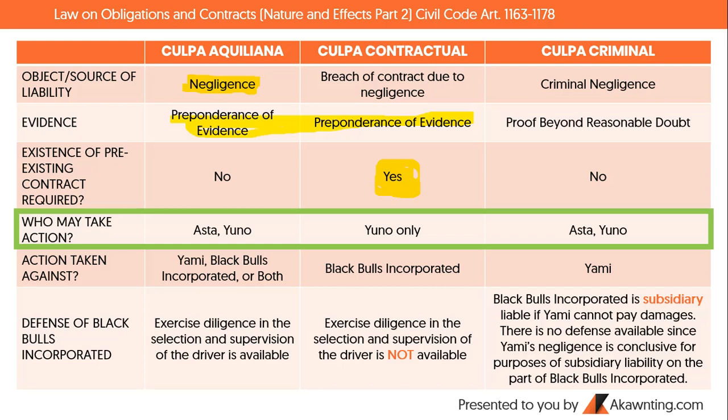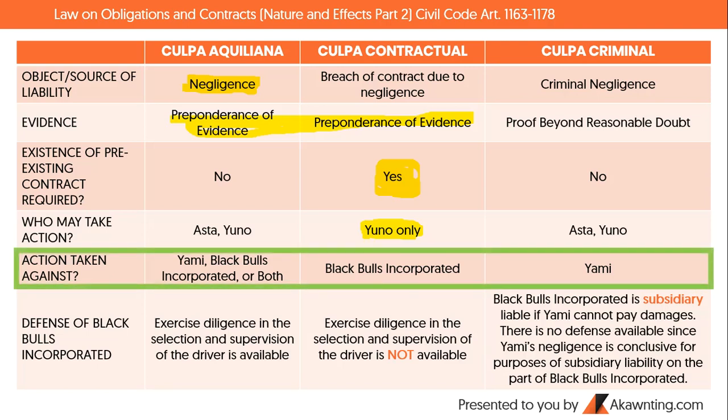Why? Because si Yuno lang ang merong contractual relation dun sa bus company. So, siya kasi yung passenger. So, with regards to Asta kasi, pedestrian lang siya. So, limited lang siya dun sa culpa aquiliana wherein the source of the liability or yung negligence niya lang. Hindi pwedeng maging culpa contractual yun dahil in the first place, wala naman silang contractual relation. Pagdating naman sa culpa criminal, just like the culpa aquiliana, si Asta and Yuno ang pwedeng mag-take action. So, next. Action taken against.